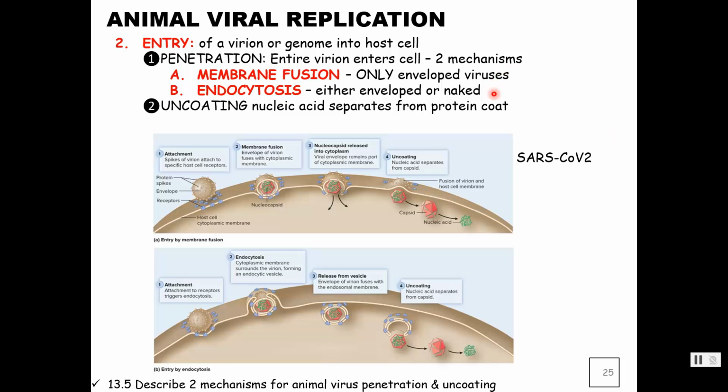Another way to enter, which can be used by either an enveloped virus or a naked virus, is receptor-mediated endocytosis. The surface proteins, those spike proteins, dock with the receptor on the host cell, and then the virus is brought in through endocytosis. Once the virus is in, the next step is uncoating, and that term just means the nucleic acid separates from the protein coat, the capsid.